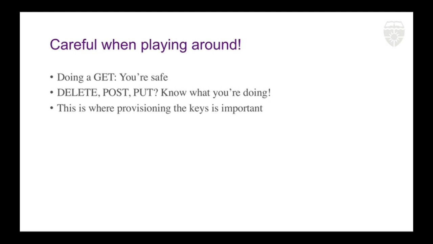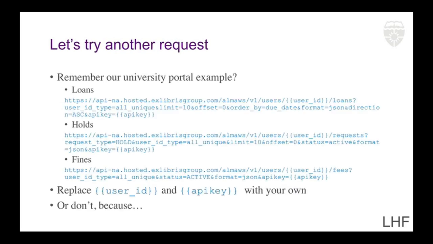You've got to be careful when you're playing around, because if you're doing a get, you're safe. You're just reading information. If you start doing deletes and posts and puts, guess what you're doing? You're deleting and you're putting information up there. If you have read-only APIs, they're not going to execute, so that's not a big deal. But be careful if you do have read-write access. This is where provisioning the keys is important. Maybe for your Postman, when you're playing around with applications, you have a different API key. You're not using production keys.